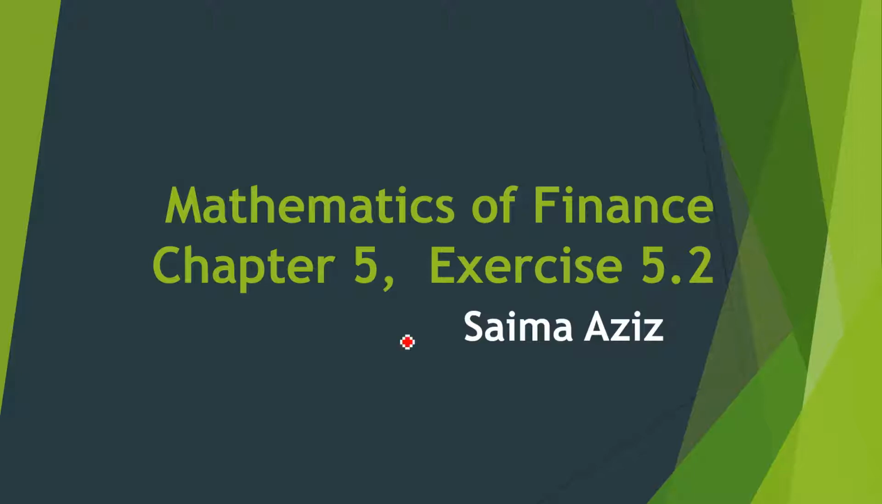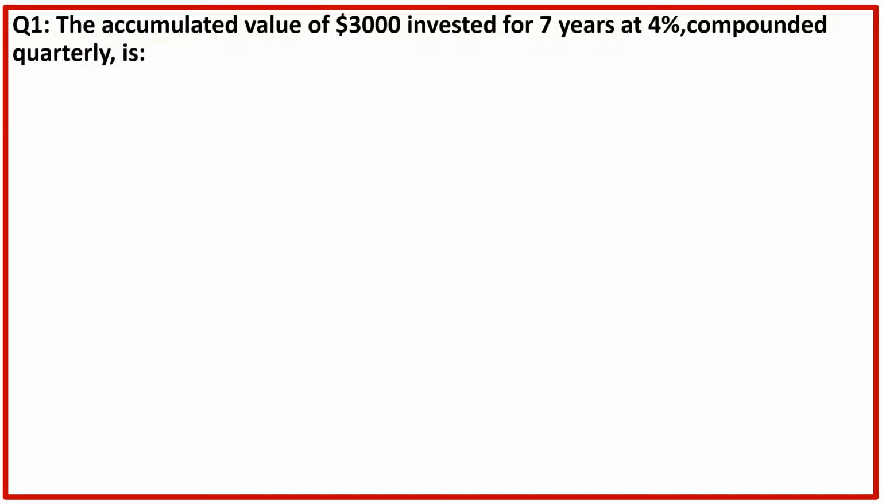In this lesson, we will discuss Mathematics of Finance, chapter number 5, exercise 5.2. And question 1, we have the accumulated value of $3,000 invested for 7 years at 4% compounded quarterly. So, what is given? Our P is given, which is 3,000, and I is 4%. M, and then C we have to find out, Cn.